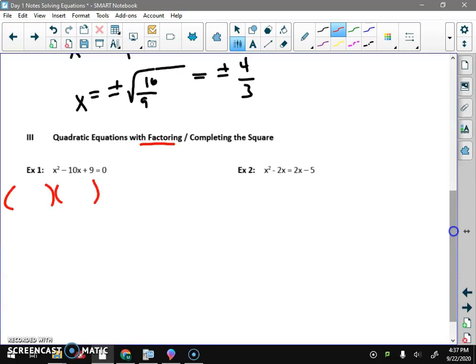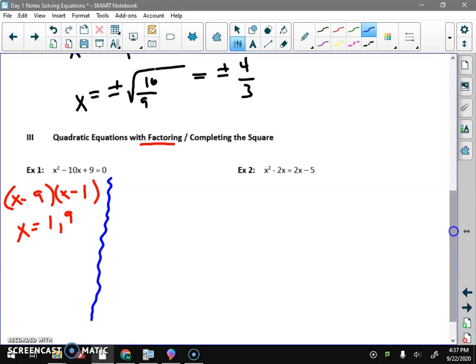Purposely made it factorable. X and X. Factors of 9 that give us 10: 9 and 1. Negative there and positive outside means they're both negative. Solutions are 1 and 9. That's factoring. Completing the square.